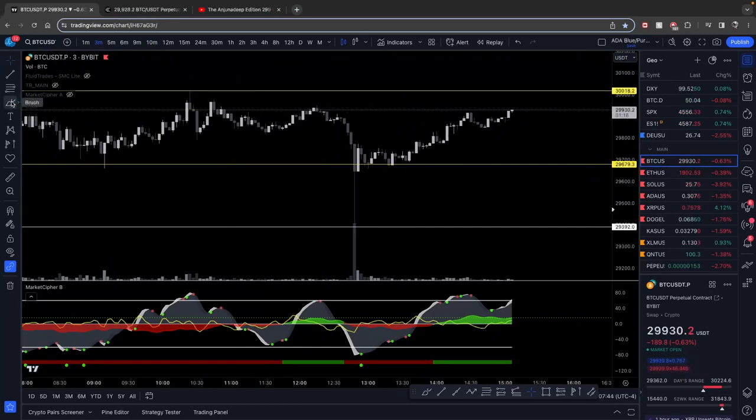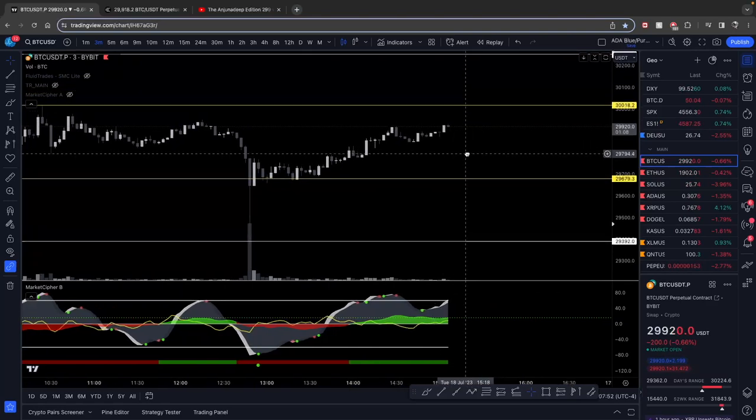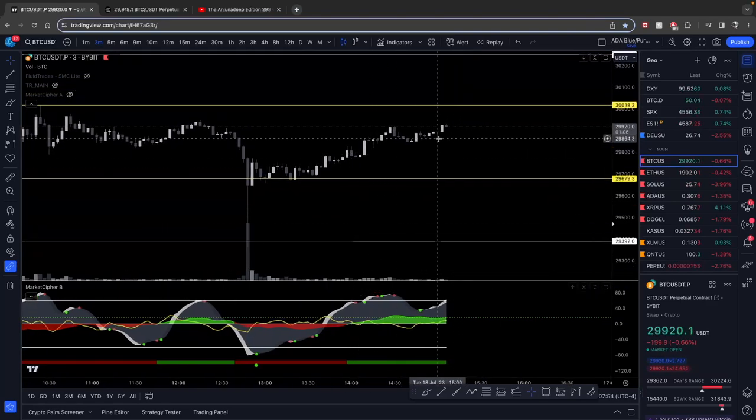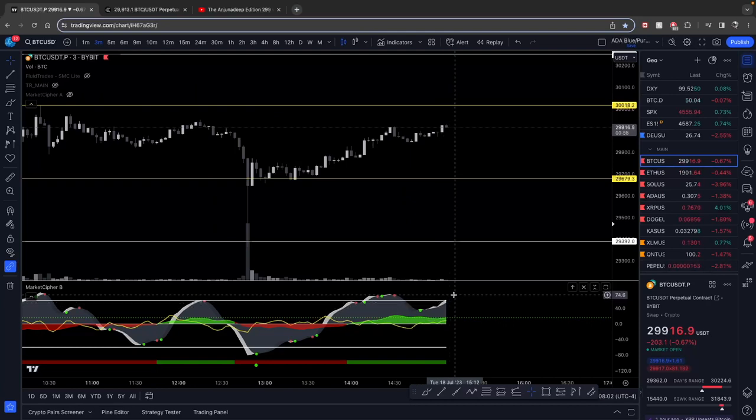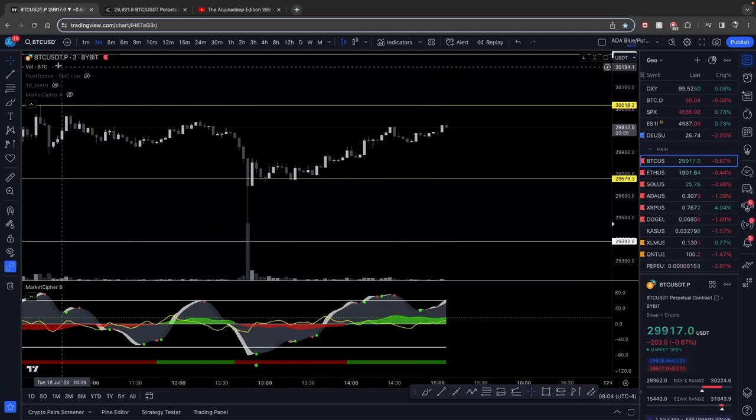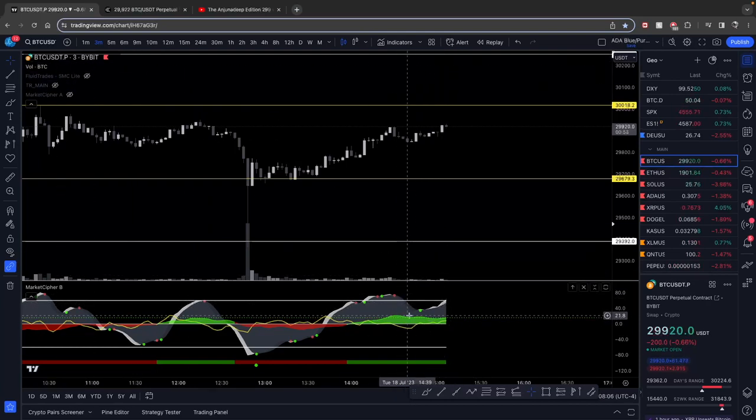And I will only have it scattered around the level if Market Cipher is giving me what I want to see. On the 3 minute, are we getting divergences? If we're here, are we getting bear divs? Are we bear divving on money flow as well? If the 3 minute is not topped out, like right now it's not topped out, then I need to see money flow coming down.